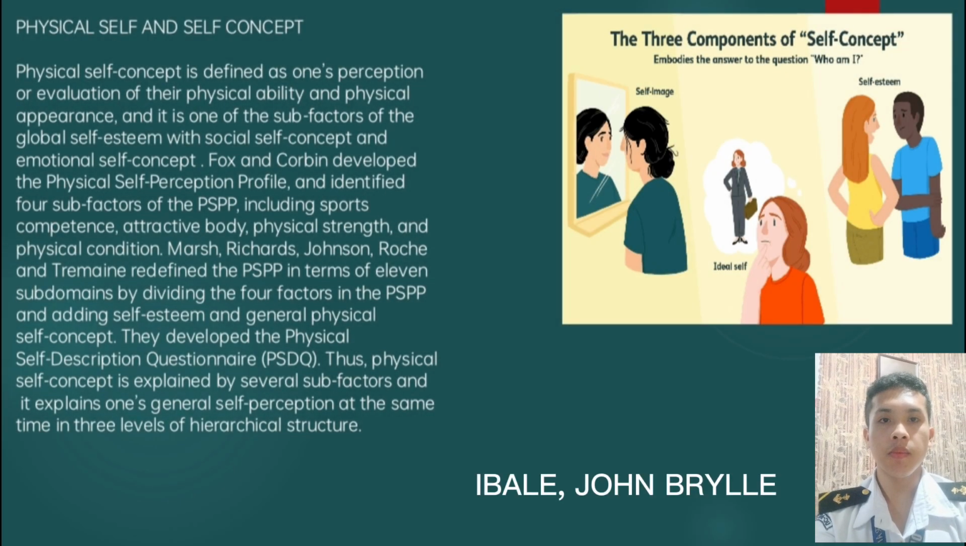Physical self and self-concept. Physical self and self-concept is defined as one's perception or evaluation of their physical ability and physical appearance, and it is one of the sub-factors of global self-esteem, along with social self and emotional self-concept. Self-concept is distinguishable from self-awareness, which is the extent to which self-knowledge is defined, consistent, and currently applicable to one's attitude and disposition. Self-concept also differs from self-esteem.